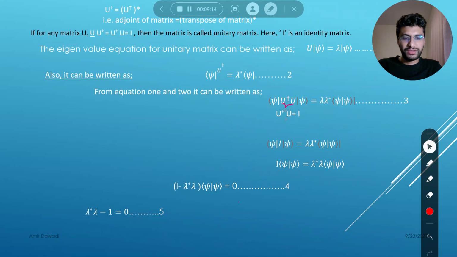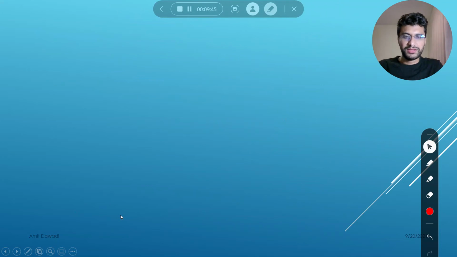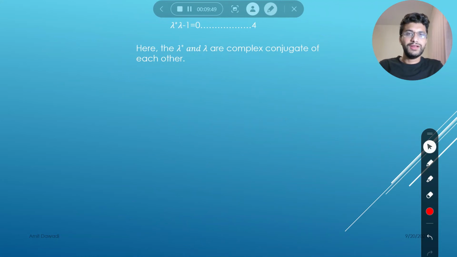We can take common, and for this equation to be valid, either this part should be 0 or this part should be 0. But this part cannot be 0 because it simply represents a scalar product with itself. So this part should be 0. It means the eigenvalue of a unitary matrix multiplied with itself is equal to 1, or this form. Here, lambda star and lambda are complex conjugates of each other.